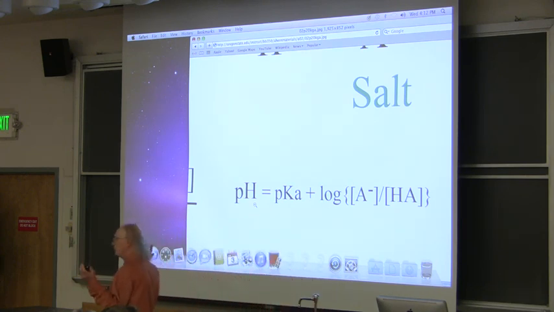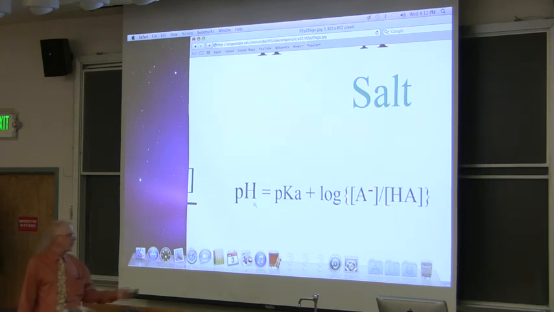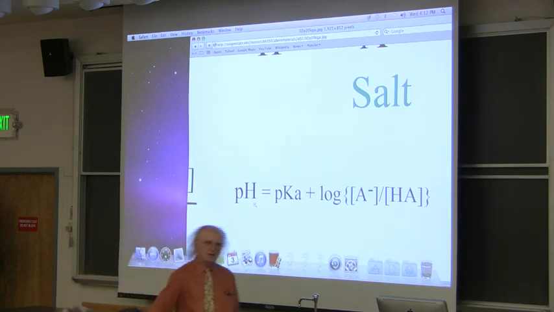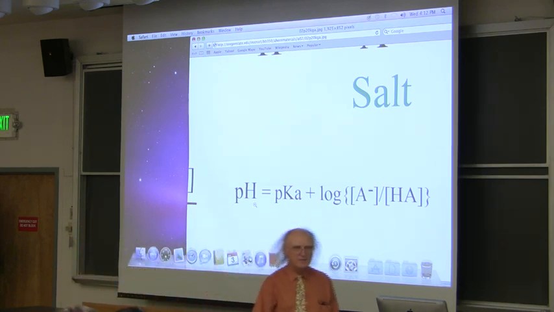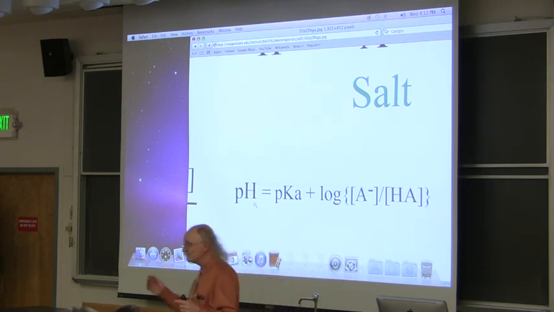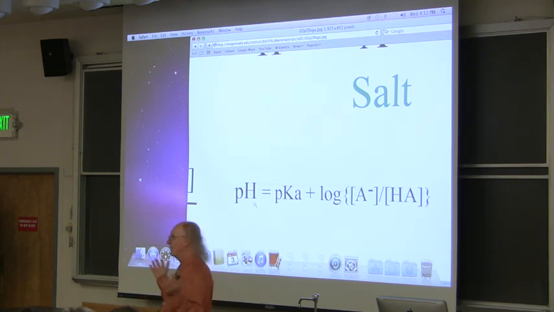Let's do it very simply. Let's imagine that we start increasing the amount of salt over here. We increase salt, we decrease acid. What's going to happen to the value of the log term? Is it going to go up? Is it going to go down? It's going to go up. So if I start increasing the amount of salt, what's going to happen to the pH? It's going to go up, right?